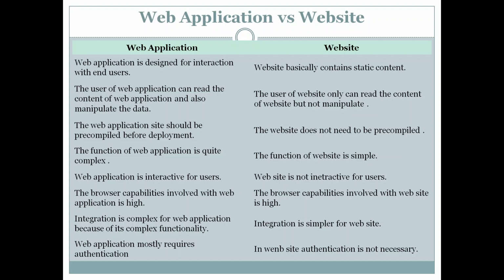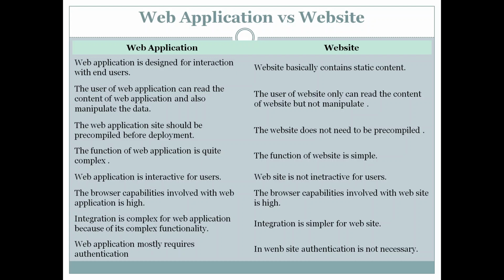The function of a web application is quite complex, and the function of a website is simple. A web application is interactive for users, websites are not interactive. As I've said, the user can interact with the web application. In case of a website, there is no such interaction of the user with the website. Websites generally are informative, means they only provide information. You can read information on the website, like an online reading website, or an online book website, where you can only read the content.